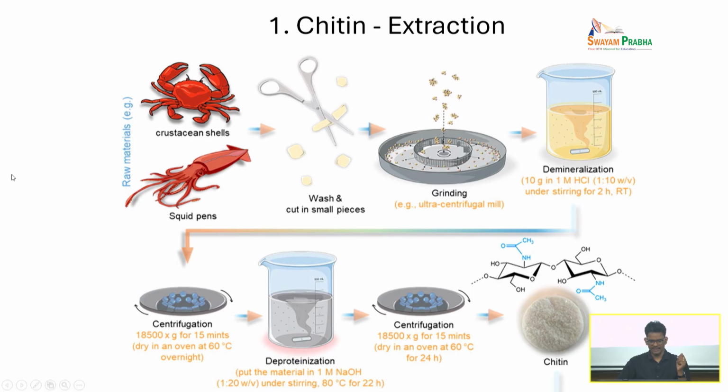So here is a schematic of the process. You start with crustacean shells, crabs and lobsters or squid pens, and you remove only the harder part, the shell part, and then you wash them and then cut them into smaller pieces. And typically it involves a grinding process also, so that you make a very powdery material, so that the extraction can be more effective with a small particle size.